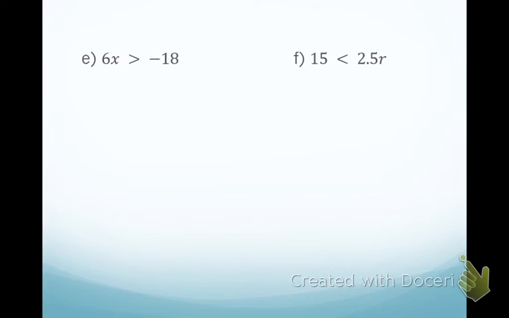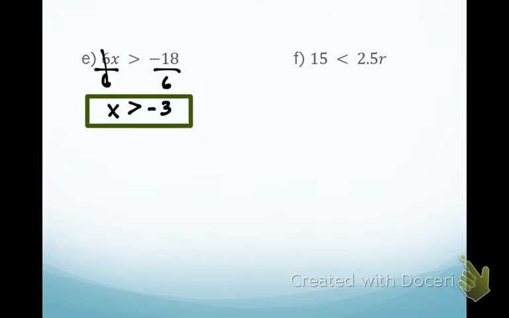All right, so it seems like quite a few of us got this correct. Let's just go over it real quick. We have to divide by 6 on both sides. Should I flip the sign? No, why not? Because it's not a negative number. I divided by a positive number on both sides.